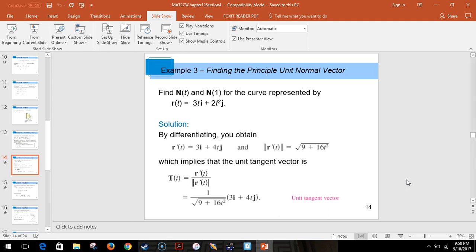Some of them aren't too bad to do. If I wanted to find N of t here, and then specifically N of 1, I would find my first derivative of 3t and 2t squared, and then find that magnitude.